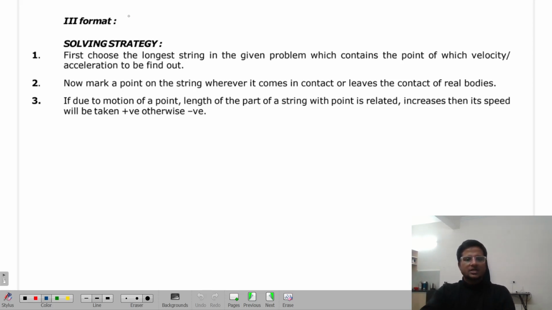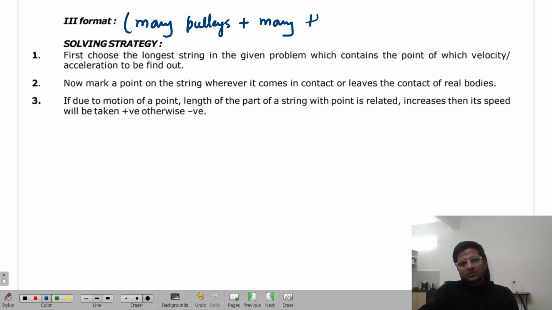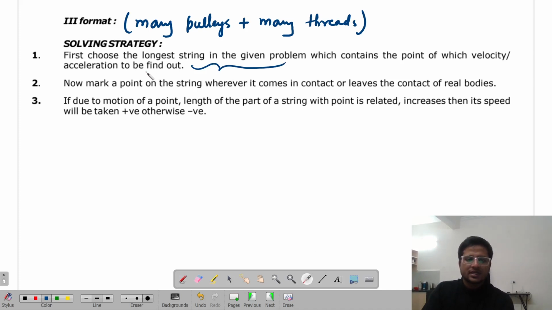How to understand that I have to apply the third format? There will be many pulleys plus many threads, or a single thread is also possible, isn't it, but many pulleys will remain there. Are you able to get me? Then the first rule is to select the longest string. How to do that? Select the longest string. You have to select basically the longest string in the given problem which contains the point of which velocity or acceleration is to be found out.